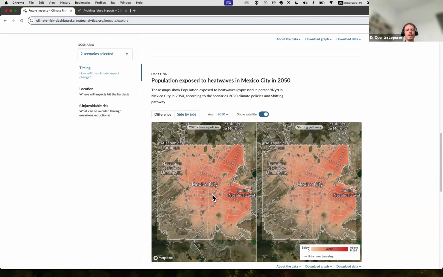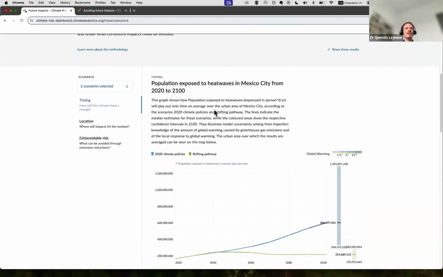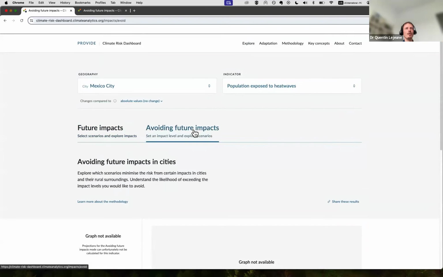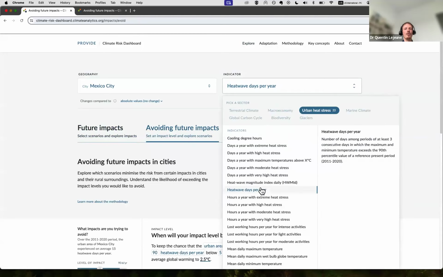So now in the dashboard, we also offer another perspective on impact projections, which is available in the user mode called Avoiding Future Impacts. That's following up on this idea of reversing the impact chain that Carl was presenting just before. As I said, it's available for indicators of heat stress in 140 cities. And we can, for example, try to answer the question: what needs to happen so that we can avoid reaching undesirable levels of heat stress in my city? For example, how much climate action is required to avoid getting more than 50 heat wave days in Mexico City?